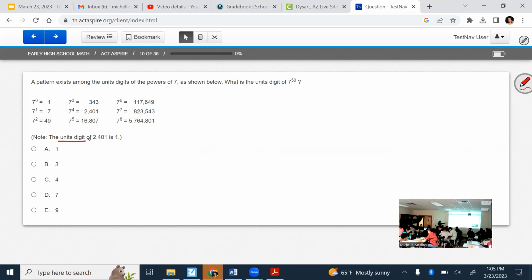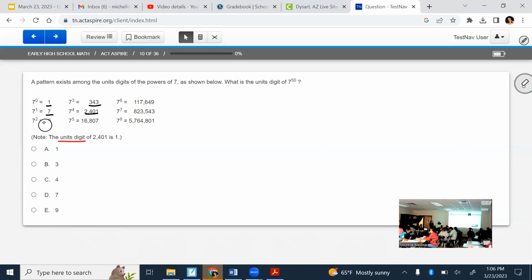Okay, guys, this is the key right here. Look at this only. The unit's digit of 2,401 is 1. So what's the unit's digit of this number? 1. What's the unit's digit of this number? 7. What's the unit's digit of this number? 9. What's the unit's digit of this number? 3. What's the unit's digit of this number? 1. Are we seeing it now, what they mean by unit's digit? They mean the last number.